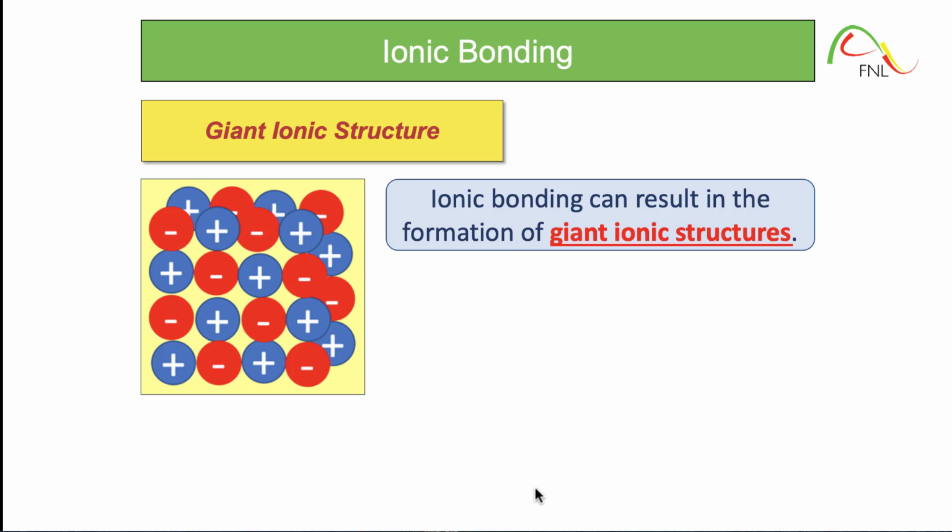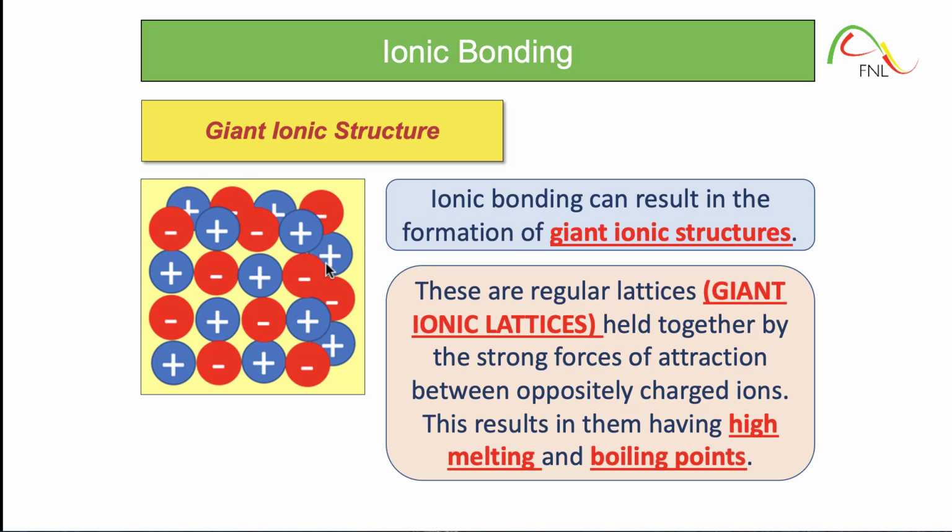While we're looking at ionic bonding, let's just think for a moment about giant ionic structures. You may come across these. Ionic bonding can result in the formation of giant ionic structures. And look there, we've got the ions, plus and minus. These are regular lattices, regular shaped, and they're called giant ionic lattices, held together by strong forces of attraction between oppositely charged ions, between the positives and negatives. Positive, negative, all held tight together.